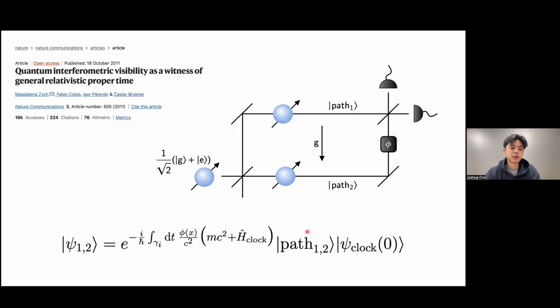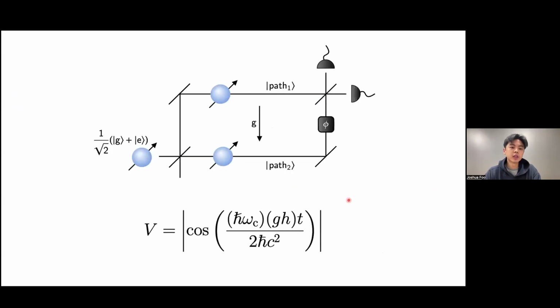And so you can see, if you prepare a superposition of this path and a superposition of this clock, then over time, this will get entangled, and this will result in a loss of visibility on one of these subsystems via complementarity. Nevertheless, this is quite challenging to perform in practice.